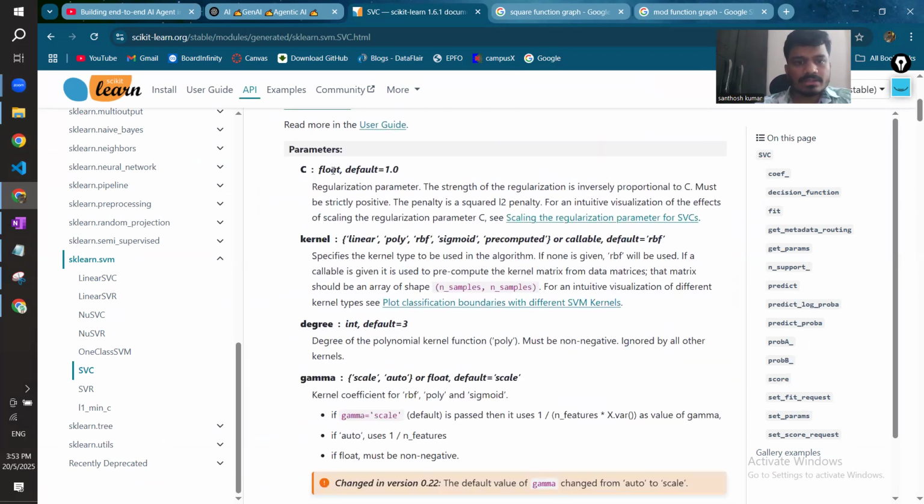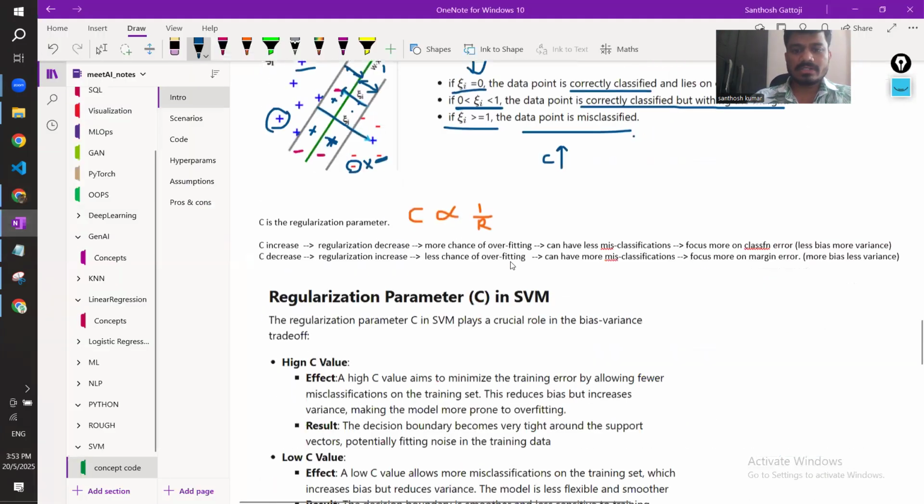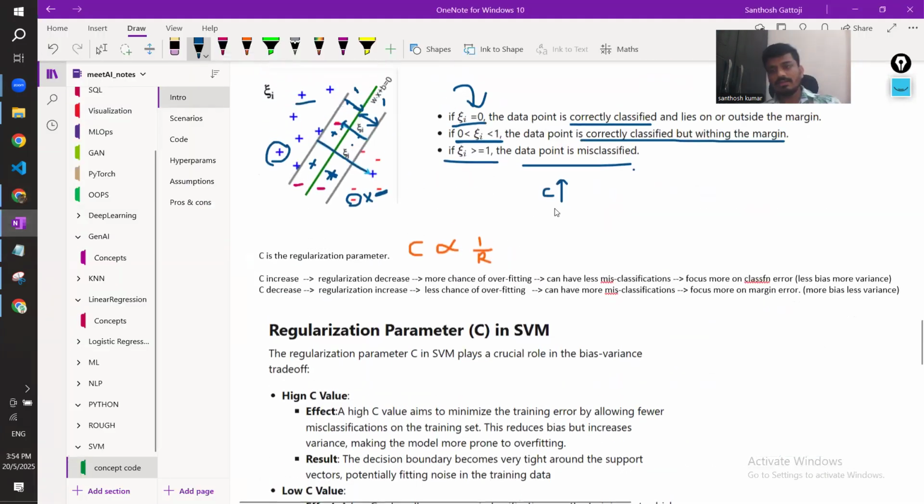This could be a float value, any number, a regularization parameter. As it says, the strength of the regularization is inversely proportional to C, and this should be a positive number. It is inverse to the regularization. By default it will be 1. So you can give any number, 30, 40, 20, anything, but usually we will give a small number.